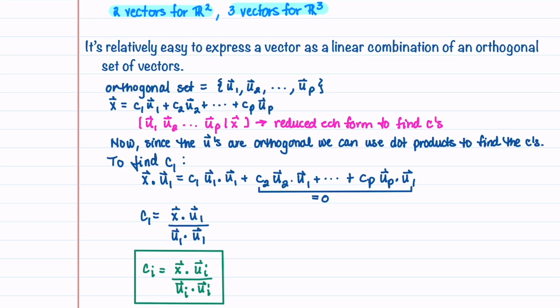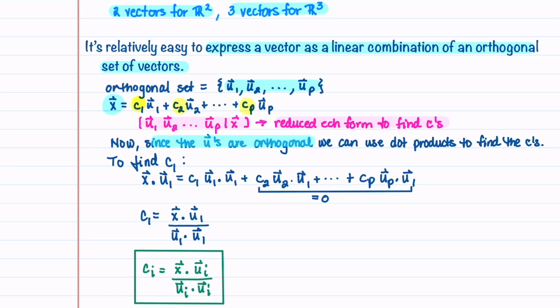I'm now going to show you how to express a vector as a linear combination of an orthogonal set of vectors. Let's assume that our orthogonal set of non-zero vectors is U1, U2, all the way up through UP. We can then write a vector X as a linear combination of these vectors. This problem boils down to just finding C1, C2, all the way up through CP. We've done problems like this all throughout this series, and what we did to solve this problem was take our vectors U, augment it with our vector X, and then put it in reduced echelon form to find our C's. Now it's actually going to be easier.